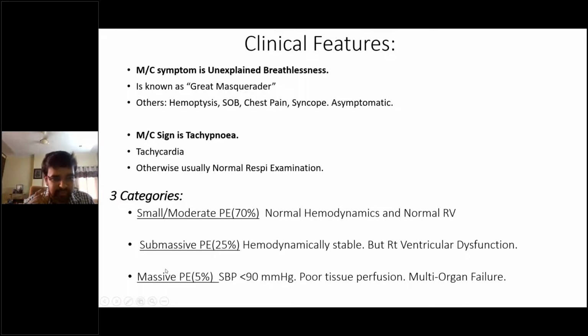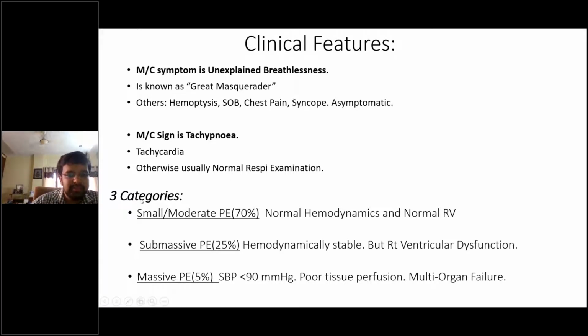Massive pulmonary embolism constitutes only 5% of the cases, whereby the embolus is big enough to block the main trunk, leading to hemodynamic compromise and less cardiac output, leading to a systolic blood pressure less than 90. That is, it presents as shock. Massive pulmonary embolism will have poor tissue perfusion and presents as multiple organ failure. Submassive pulmonary embolism is the case in 25% of cases. Here the patient is hemodynamically stable, but the embolus is big enough to cause right ventricular dysfunction. So we have three categories: small or moderate pulmonary embolism, submassive pulmonary embolism, and massive pulmonary embolism.